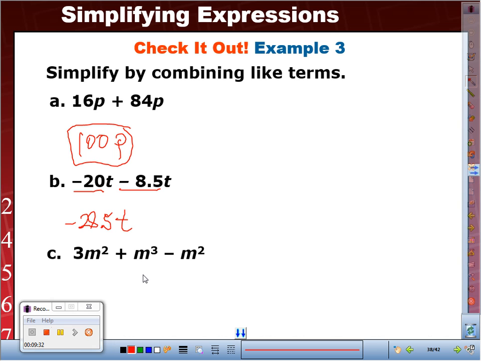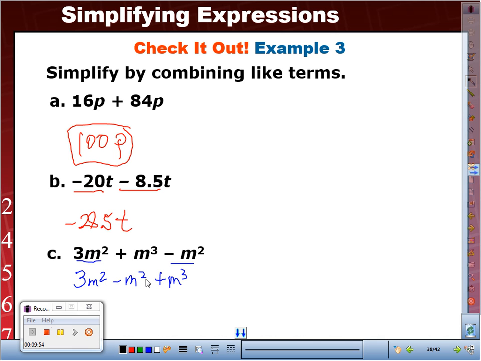C, how many terms on this one? 3. This is a trinomial. Therefore, do we have any like terms? Yes, this one and this one. So watch. I'm going to write 3m squared minus m squared, and at the end plus m cubed, so that you can see how these are alike.